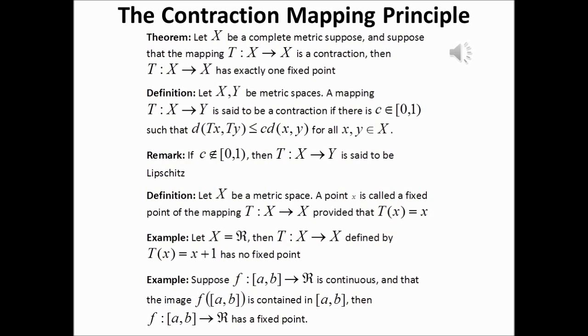So let us review a definition of what it means to say a mapping is a contraction. So here we assume that X and Y are two metric spaces. A mapping T from X to Y is said to be a contraction if there is a positive constant C less than 1, such that the ordinary distance between T of x and T of y is less than or equal to C times the ordinary distance between x and y for all points x and y in X. Note that if C is not in the half open interval [0, 1), then the mapping is said to be Lipschitz.